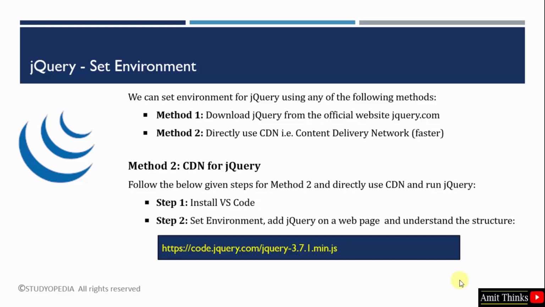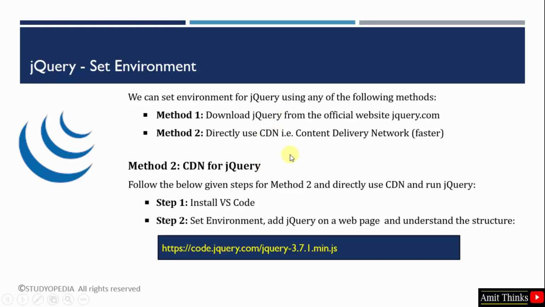So to set an environment for jQuery, you can use either method 1 or method 2. Method 1 would allow you to easily download and install jQuery on your local system. And under method 2, you can use the CDN.